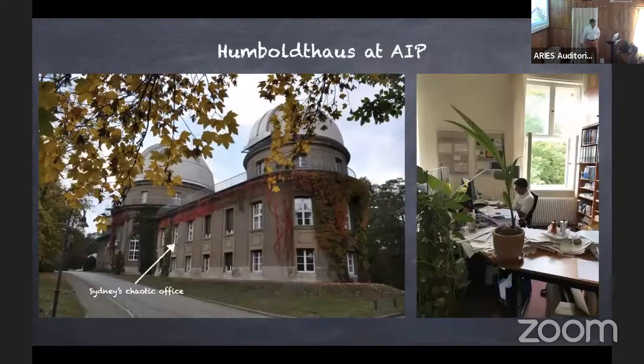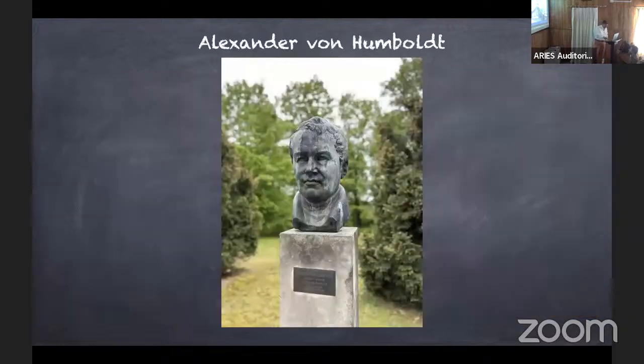Just to give you an idea of what the place looks like, that's the Humboldt House at the AIP. That's my window over there. That's me at my desk working away. It's a very nice old building that's a little over 100 years old, and there's a lot of ivy. This kind of weather is sort of typical for Germany, and unfortunately that's how it is for a lot of the year.